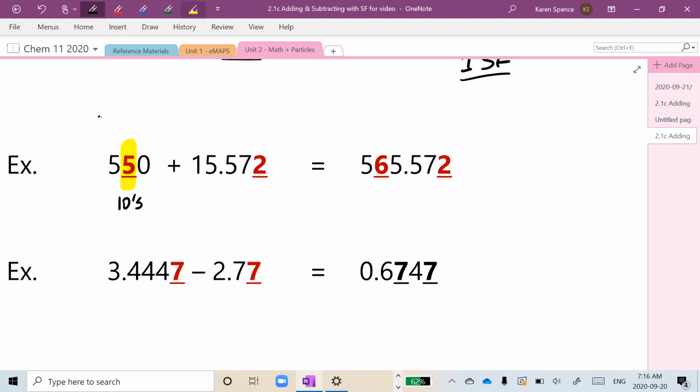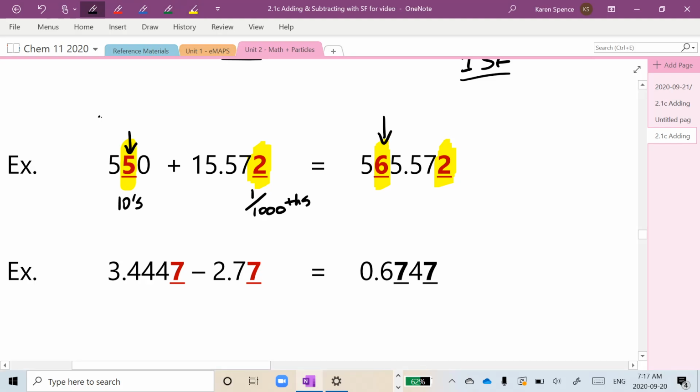And in our second number, the uncertain digit is in the thousandths position. Which of those is larger? Well, quite obviously it is this tens position. So we have to go over to our answer, and in our answer, our tens position is right here.